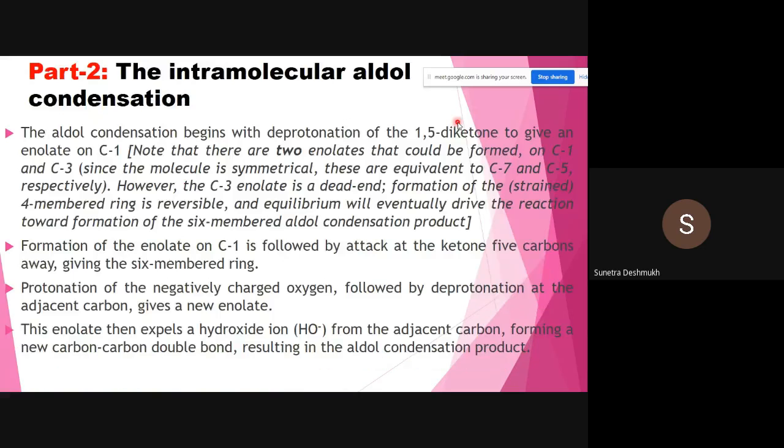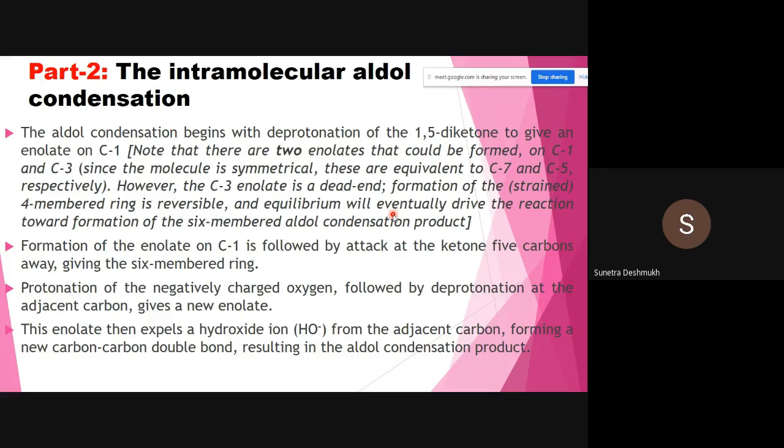Since the molecule is symmetrical, these enolates are equivalent to the C7 and C5 enolates respectively. However, the C3 enolate is a dead end. Formation of the strained four-membered ring is reversible, and equilibrium will eventually drive the reaction toward formation of the six-membered aldol condensation product.